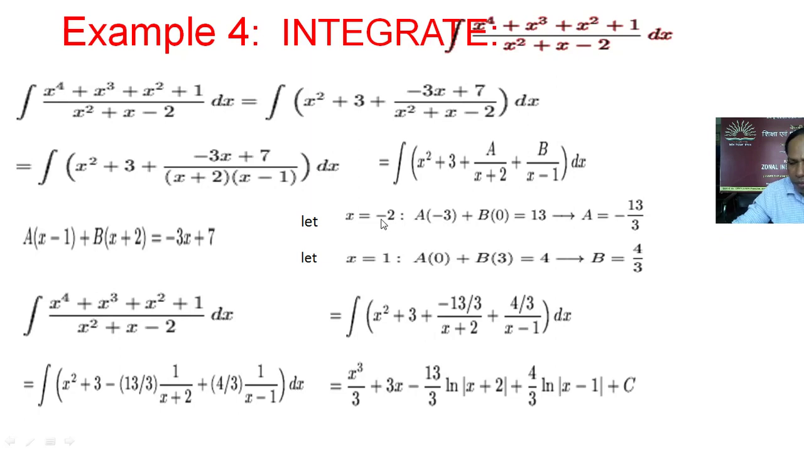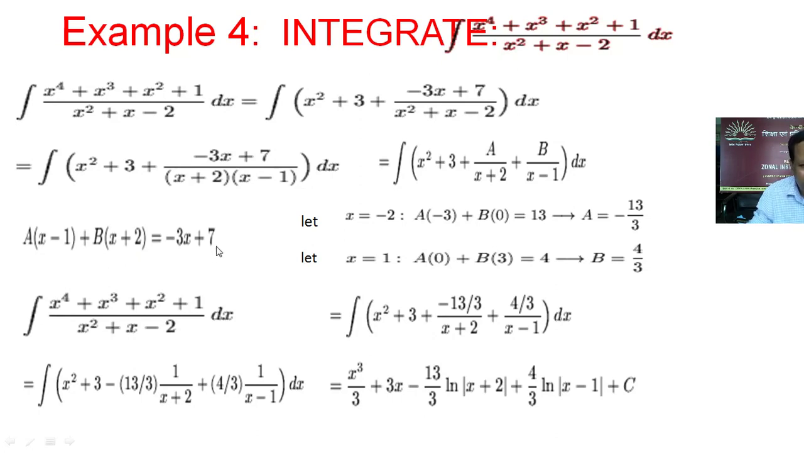So now the numerator of the right hand side becomes a into x minus 1 plus b into x plus 2, and the LCM becomes x plus 2 into x minus 1, which is cancelled out with this x plus 2 into x minus 1. So the numerator of the right hand side now becomes the same as the numerator of the left hand side. That means a into x minus 1 plus b into x plus 2 becomes minus 3x plus 7.